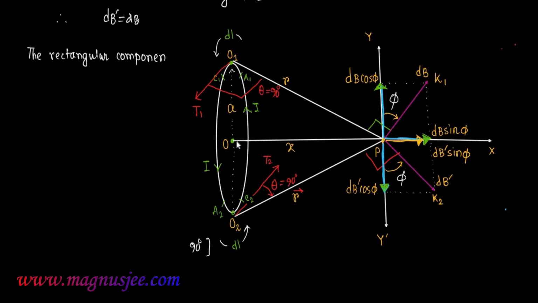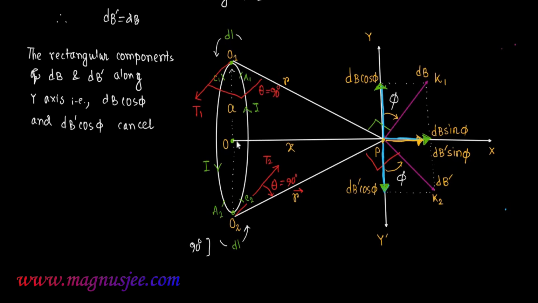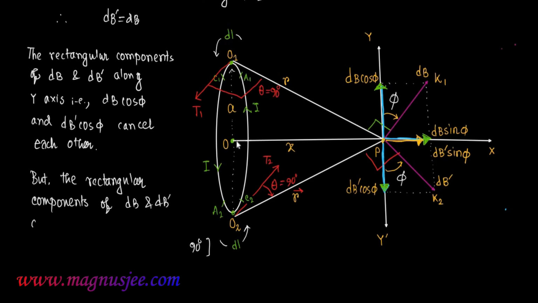The rectangular components of dB and dB prime along the y-axis, that is dB cos phi and dB prime cos phi, cancel each other, but the rectangular components of dB and dB prime along the x-axis, that is along the axis of the circular coil, will be added.